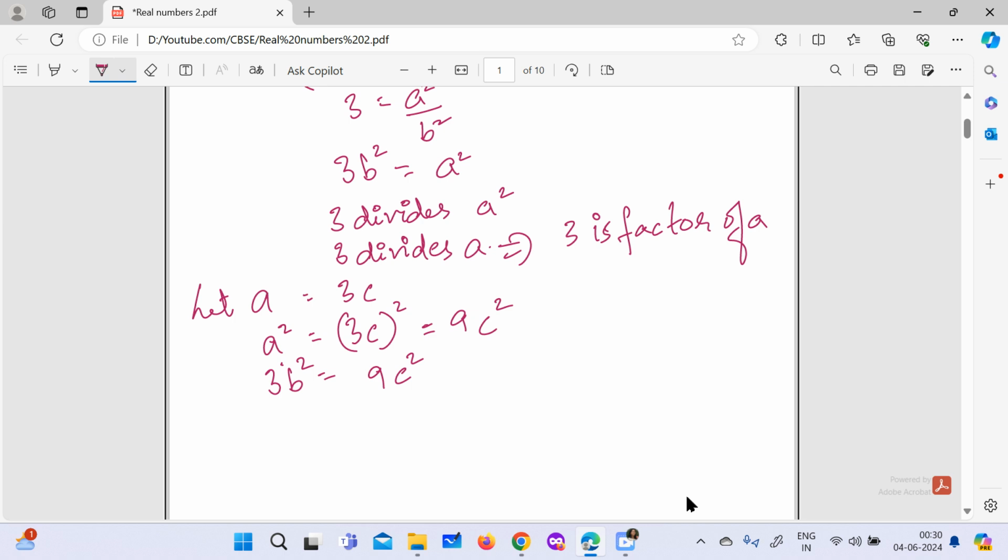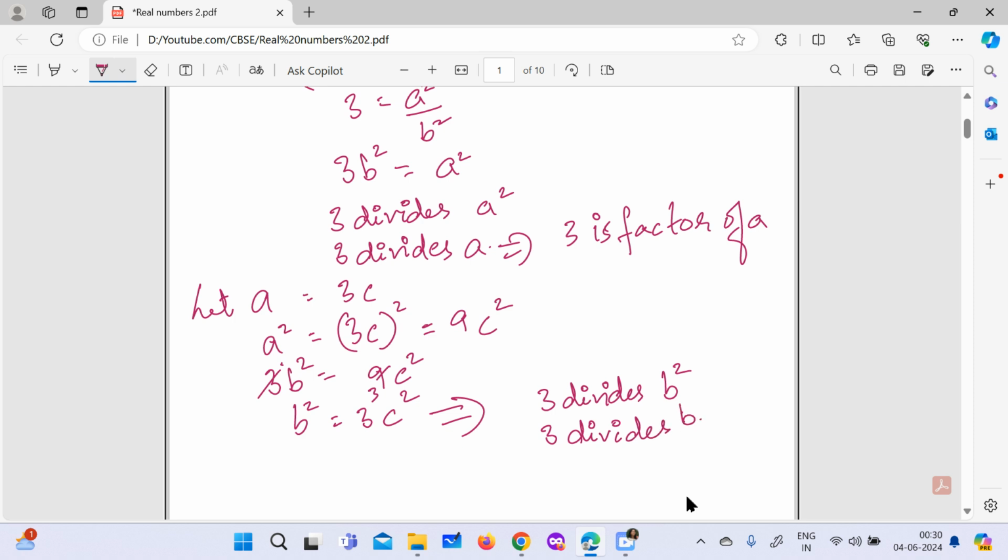So see, both the sides we can divide by 3, and we get here b square equals 3c square. Now this implies that 3 divides b square. Since 3 divides b square, therefore 3 also divides b. Okay, so we can say that 3 is factor of b, right? Let me mark this one as 1 and this one as 2.